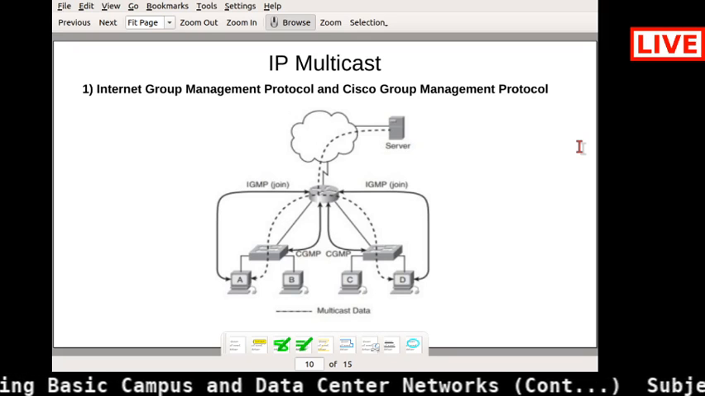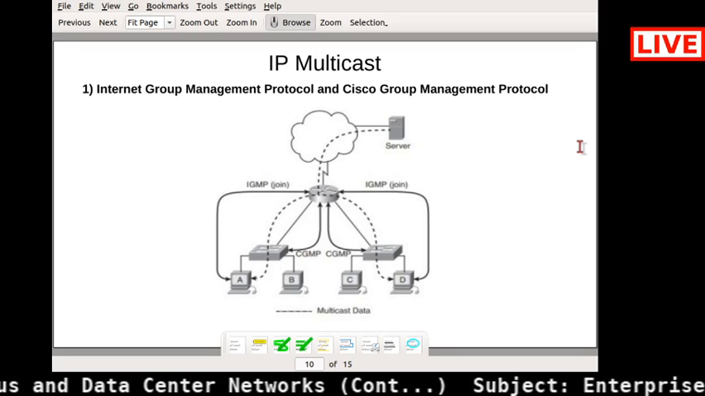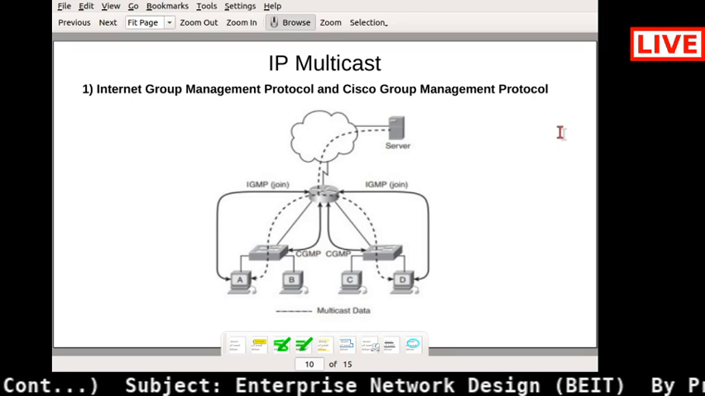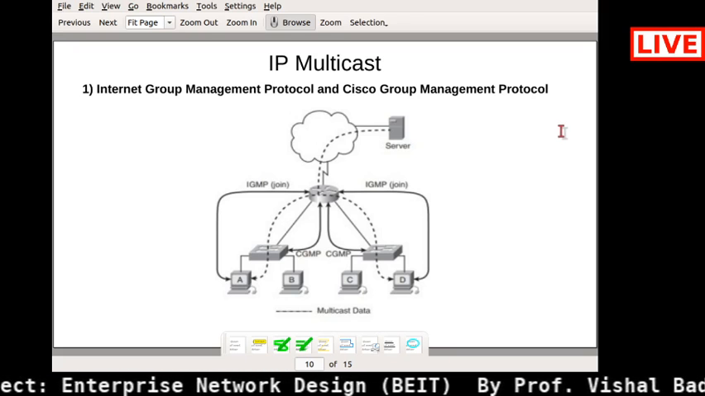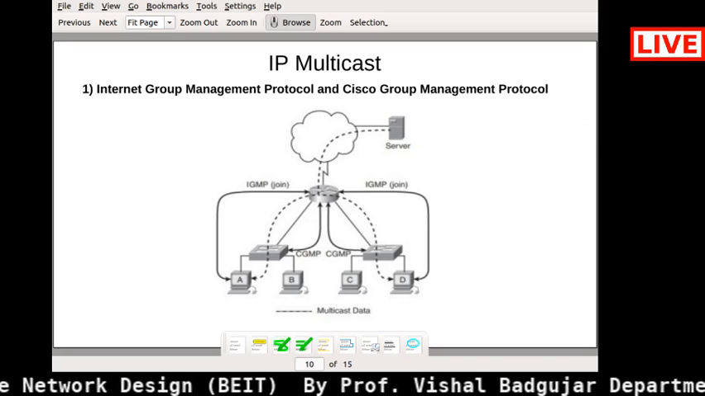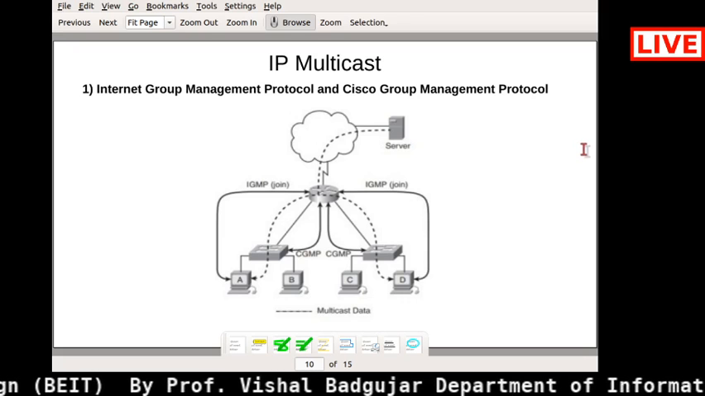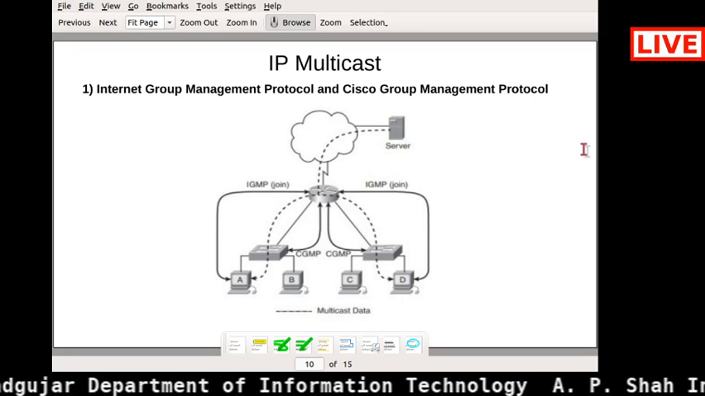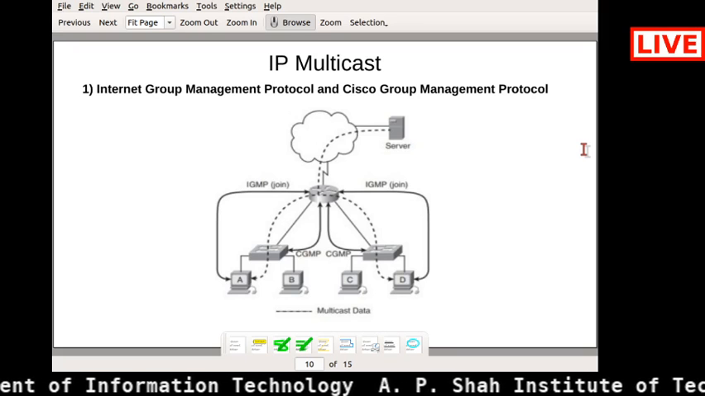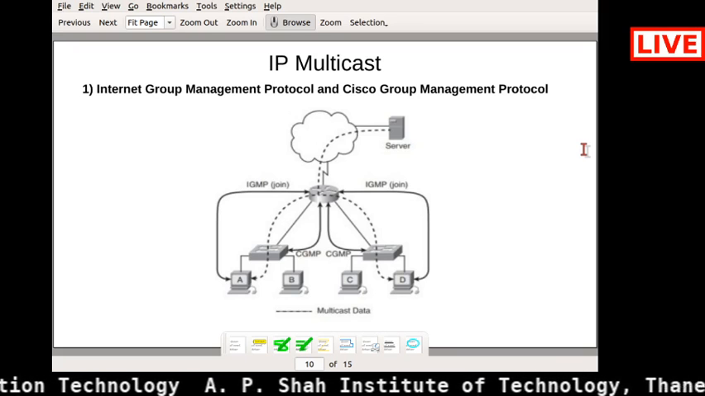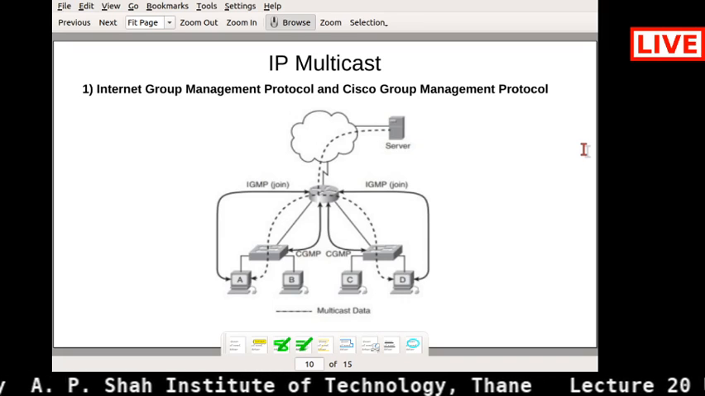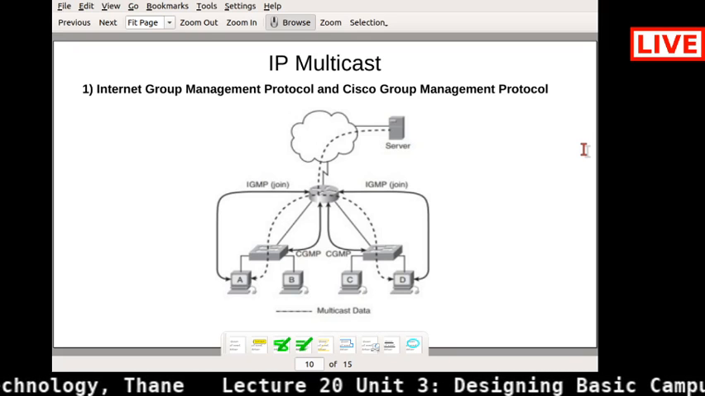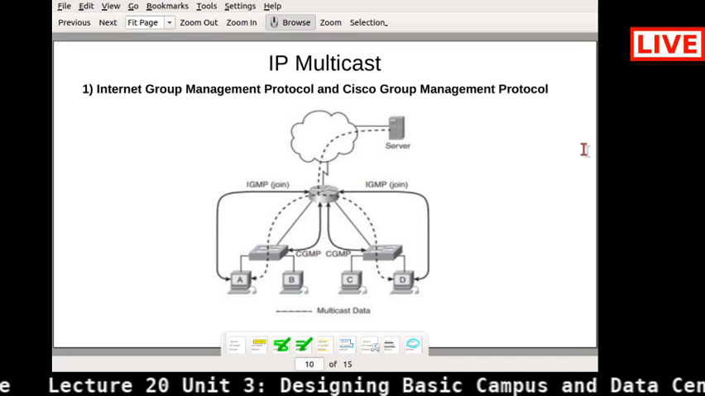For example, if I give one example, an organization's CEO is having a conference, and he wants to send some data, or some video, to all the employees to watch. Then the same data can be streamed, or replicated, to each of the employees. But obviously it will consume more resources from that network. It can consume more bandwidth from that network.